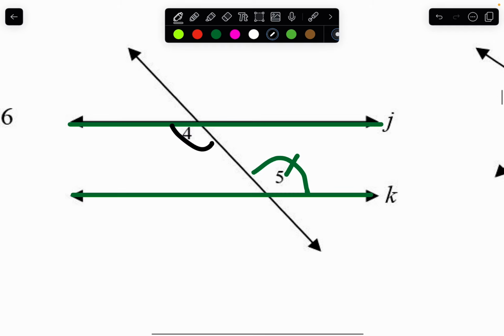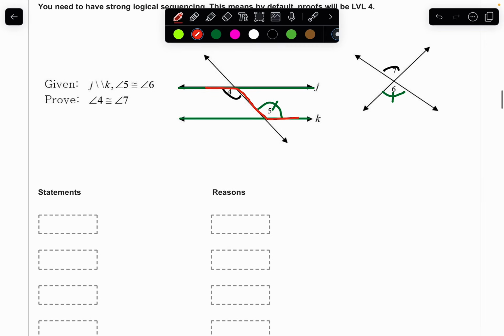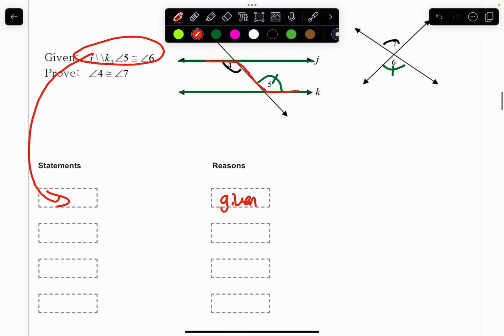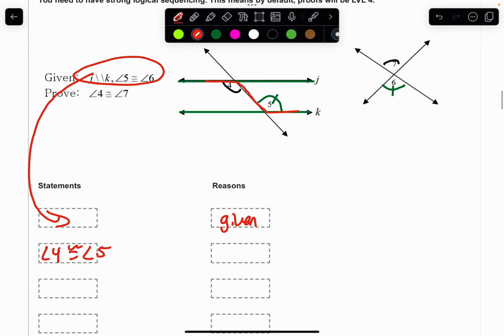Let's focus right here. Yes, angle 4 and 5 are related. We know because of parallel lines, right? If I trace the parallel lines, the armpits of the Z, we know 4 and 5 are the same size. Those are alternate interior angles. So, we have all the given stuff. I'm not going to rewrite all that. That's given. But angle 4 and angle 5 are congruent. That is something that we understand from the parallel lines. What is that called? That is the alternate interior angle theorem. Okay. So now we have 4 is congruent to 5.